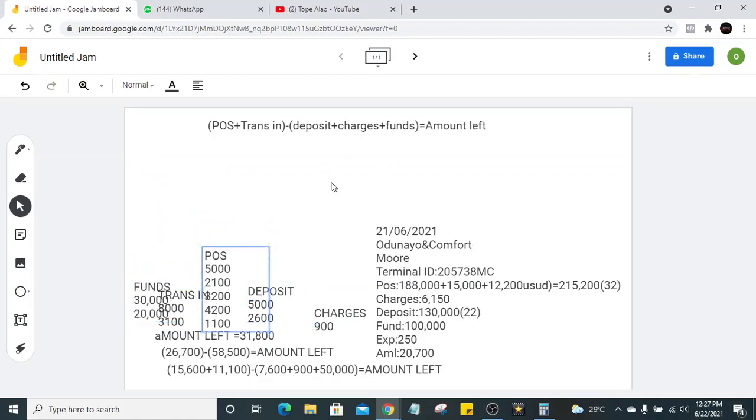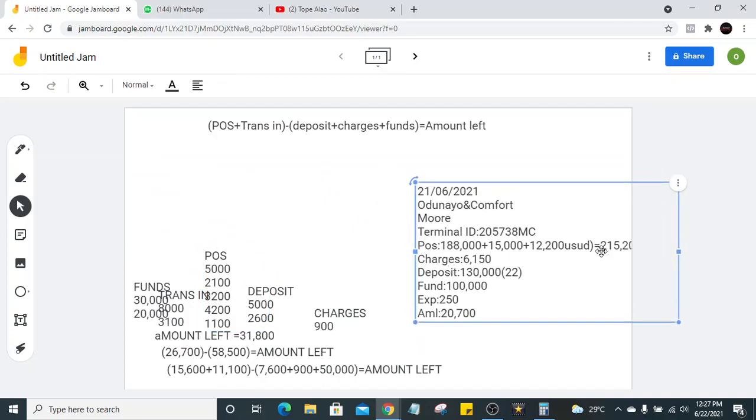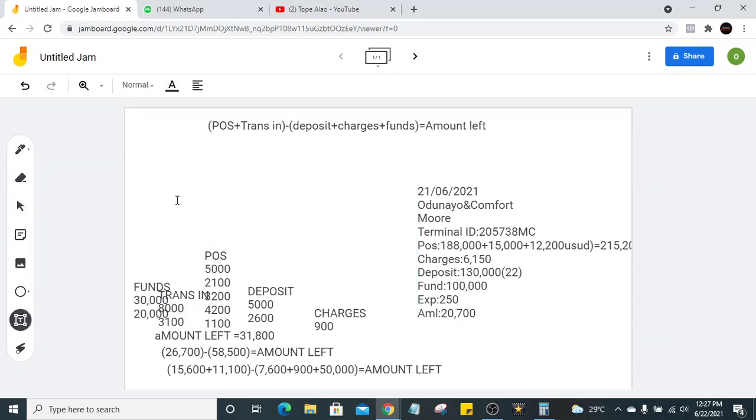All right, let's use this space here to do our calculation. What we are trying to do is to check if our account here is balanced. The first parameter we need here is the POS amount. Let me drag this here so you can see. Let's put the first bracket. So the POS amount is, let's add the two POS together.